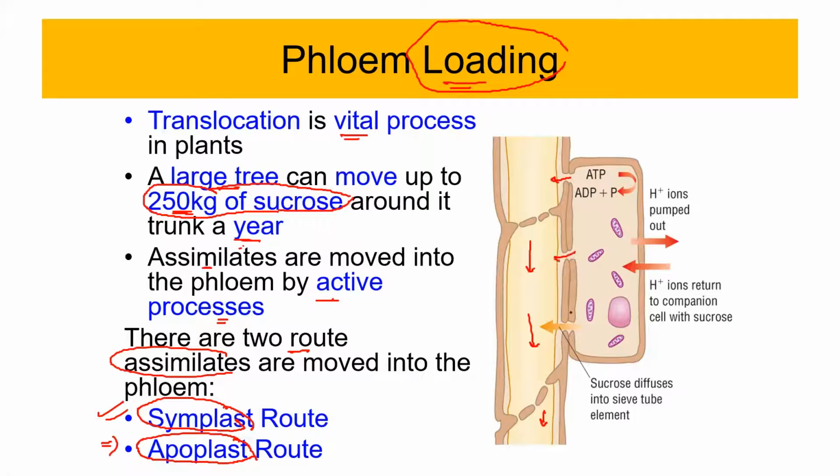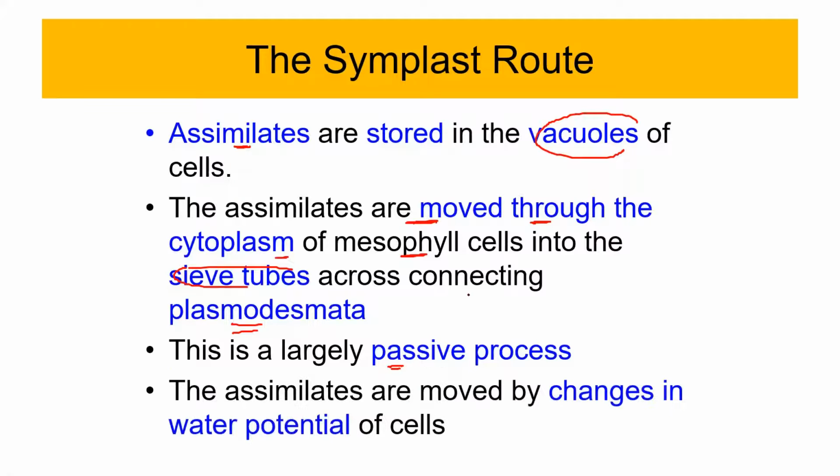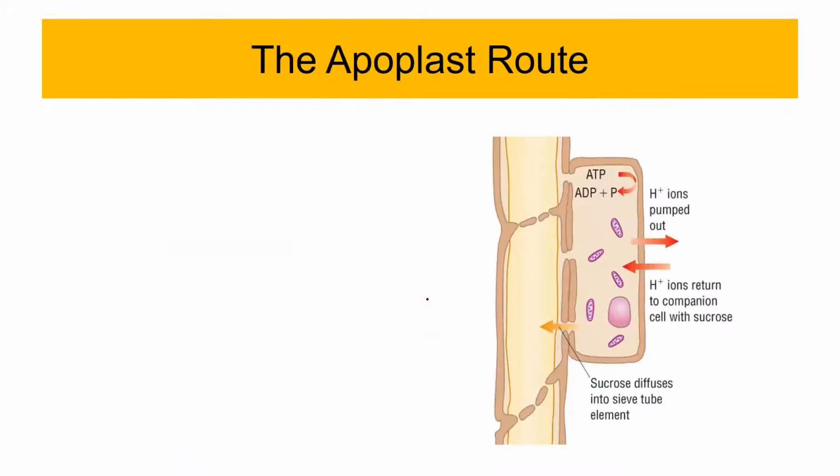Okay, so if you look at this diagram here, you can see these connecting plasmodesmata. So through these, when they're moving from cytoplasm to cytoplasm, ये एक कहलाएगा आपका symplast pathway. So they move through the cytoplasm of mesophyll cells into the sieve tubes across the connecting plasmodesmata. So this generally is a passive process. Assimilates are moved by changes in the water potential of the cells. Okay? So this is a symplast pathway or symplast route, and this is generally passive. Apoplast pathway, however, requires active transport. So one way you can remember is that apoplast A से शुरू हो रहा है, so it involves active transport. Okay? So this is the difference between symplast and apoplast pathway as well.